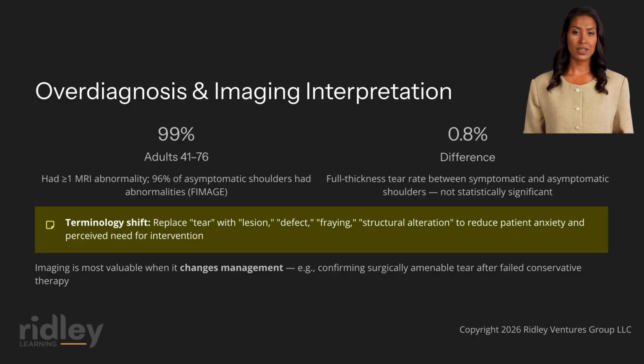A critical consideration in rotator cuff imaging is the remarkably high prevalence of asymptomatic abnormalities. The FIMAGE study found that 99% of adults aged 41 to 76 years had at least one rotator cuff abnormality on MRI, with 96% of asymptomatic shoulders exhibiting abnormalities. After adjusting for confounders, the difference in full-thickness tear prevalence between symptomatic and asymptomatic shoulders was not statistically significant.